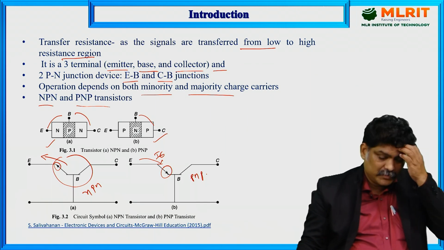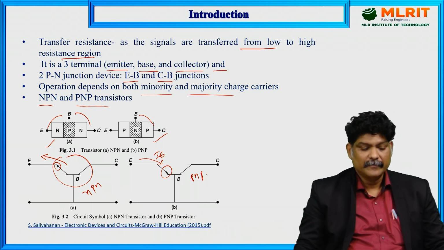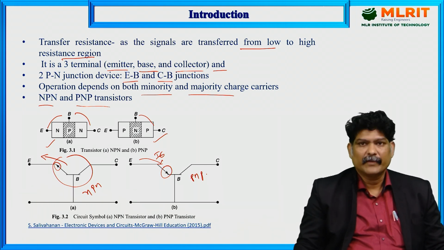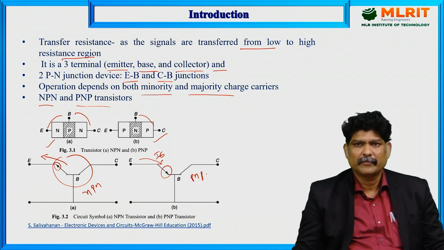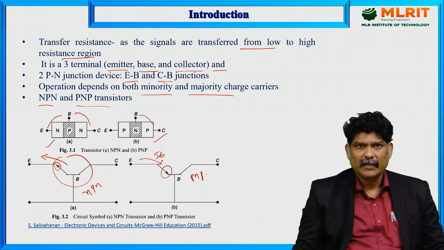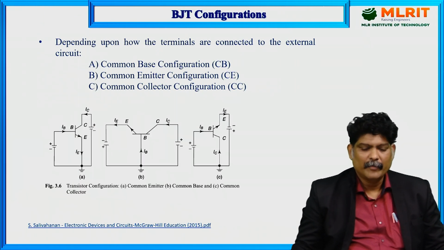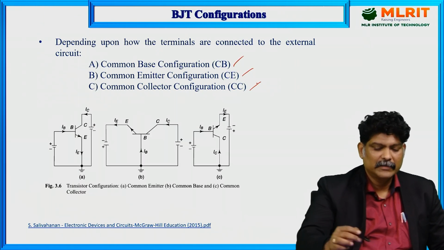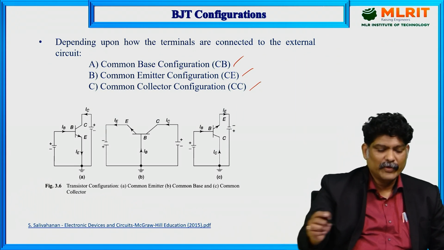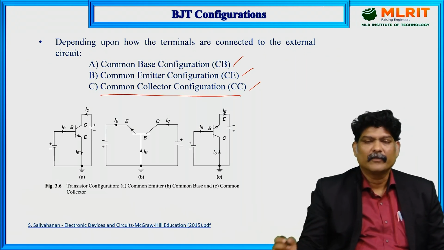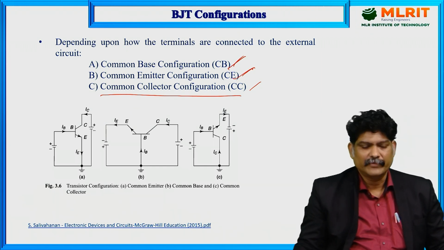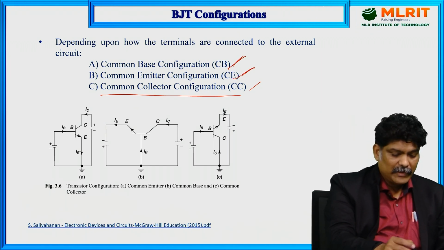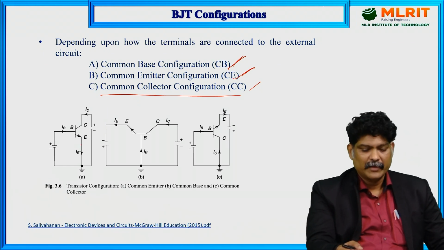So after having knowledge of the NPN transistor and PNP transistor, let us start the configurations. Because the transistor has 3 terminals, it can be configured in 3 different ways: common base, common collector and common emitter. Today we mainly focus on the common collector configuration, as we have already discussed common base and common emitter in my previous videos.